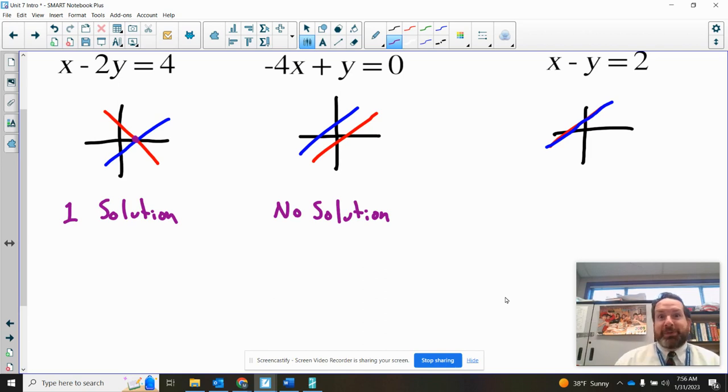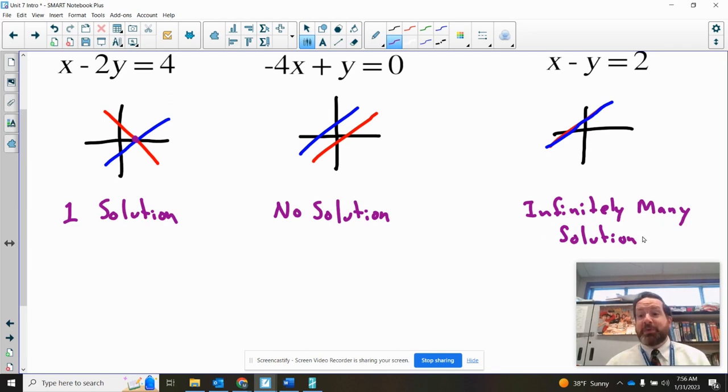You don't have just one solution this time. You don't even have 2 or 3 or 4 solutions. You have infinitely many solutions, because every point that makes the first equation true also makes the second equation true.